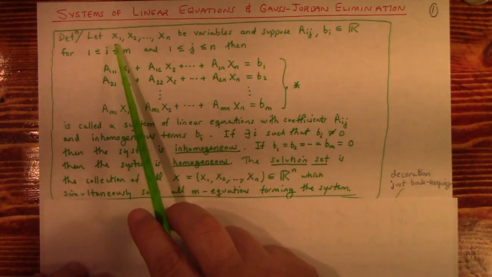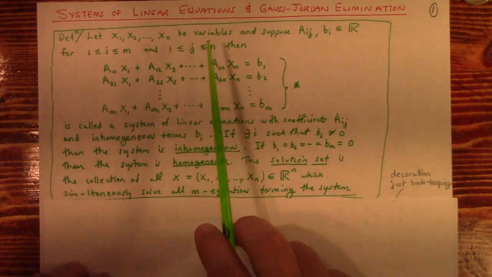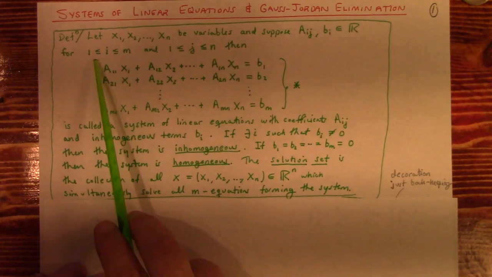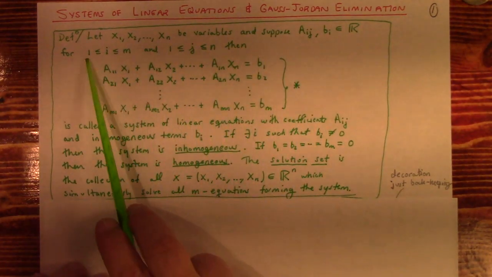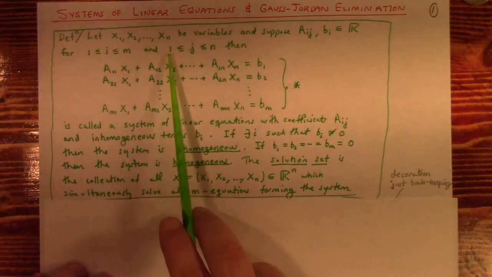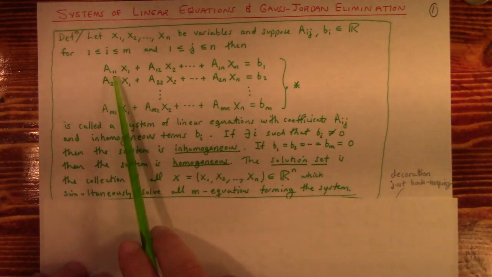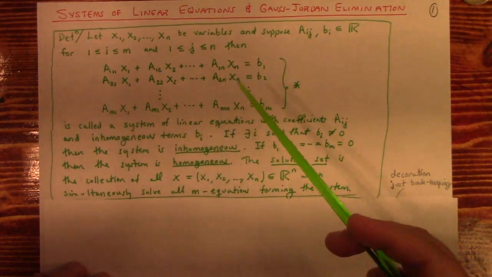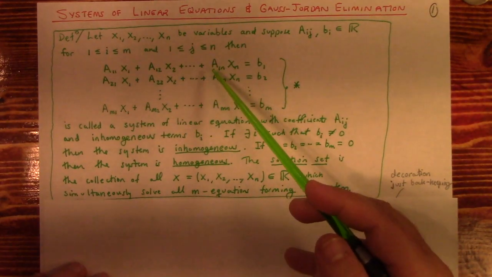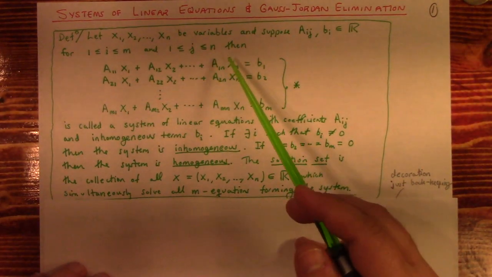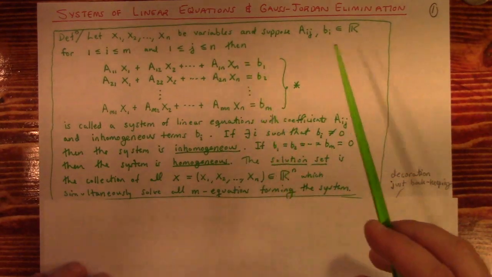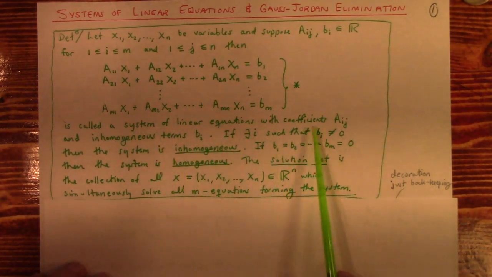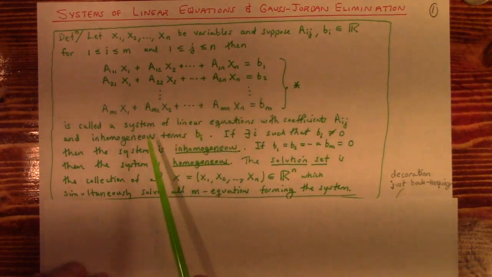If we have n variables x1 through xn, and aij, bi real numbers, then i is the row index, which ranges from 1 to m, and j is the column index, which ranges from 1 to n. So basically we're looking at m equations, m as in mummy, in n variables, n as in nanu. And this is a system of linear equations with coefficients aij.